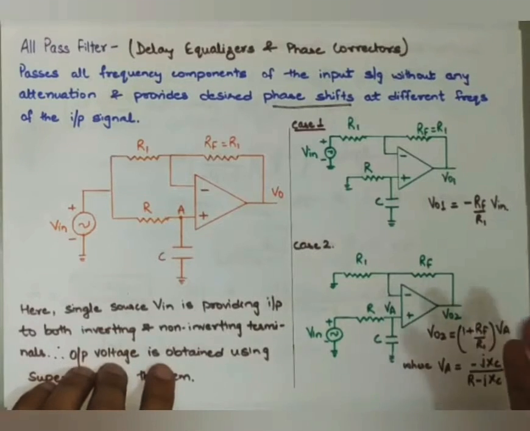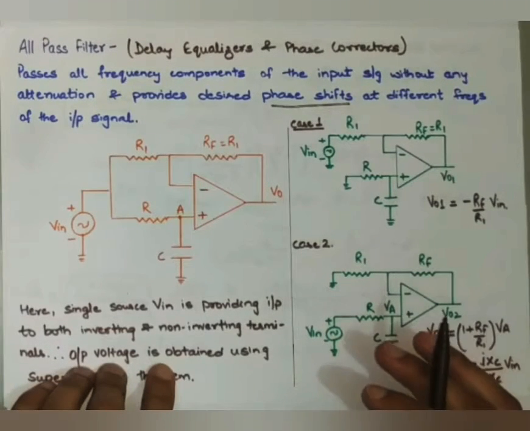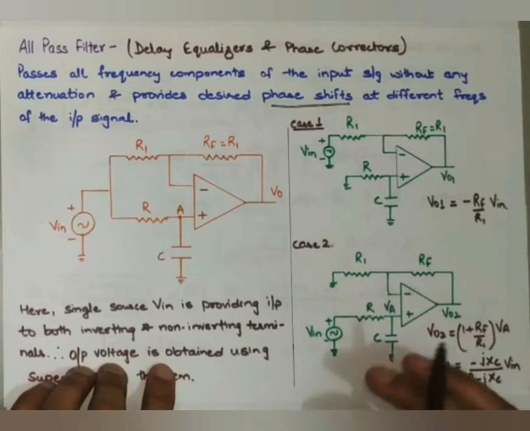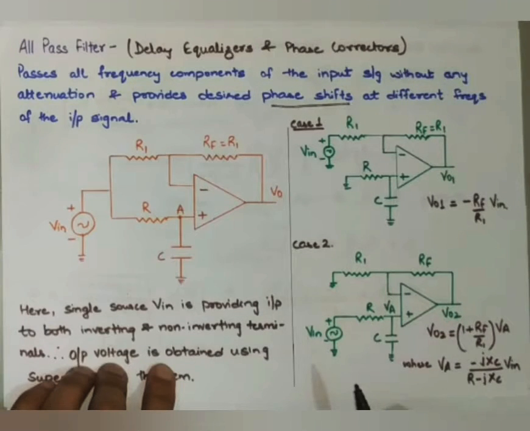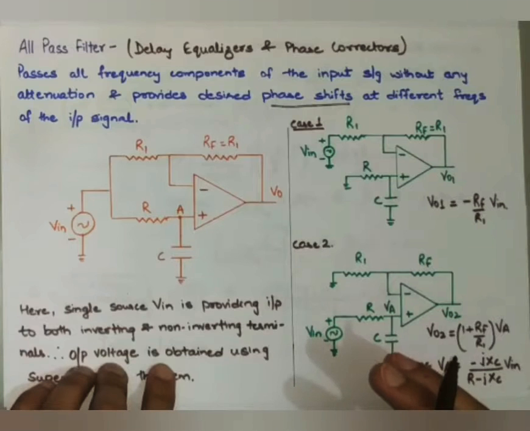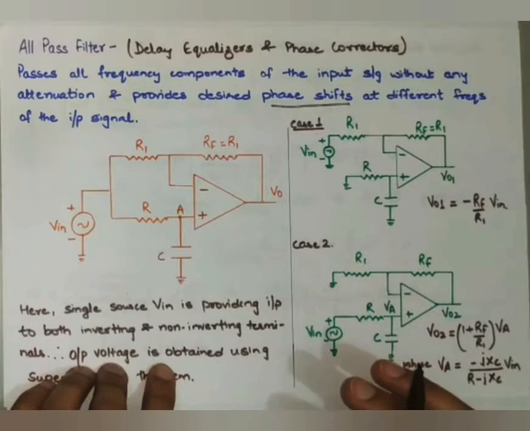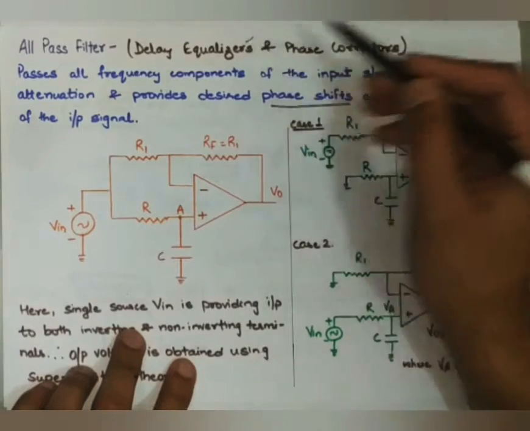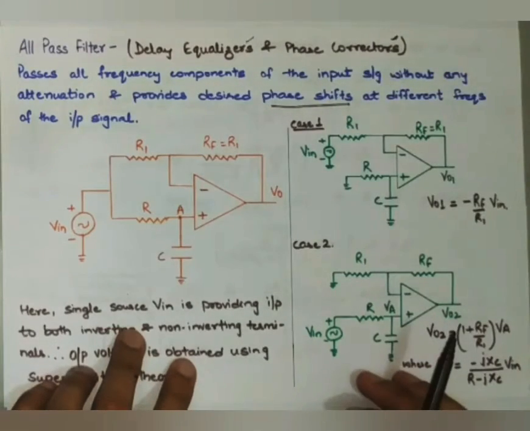So what is the use of this filter as it is passing all the frequency components? These filters are used in the transmission lines, such as telephone wires. When the input signals are transmitted on those transmission lines, they undergo a change in the phase. So to compensate for that phase change, we use these all pass filters. And that's why they are also called delay equalizers or phase correctors.